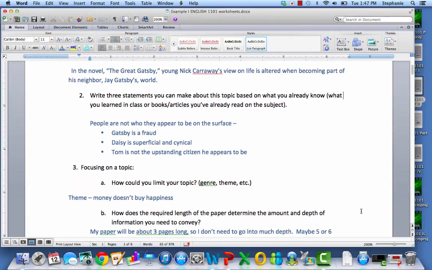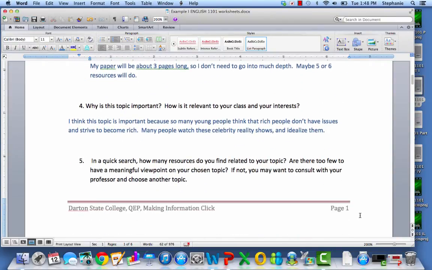Our second question, or helpful hint, is writing down 3 statements that you can make about this topic based upon what you already know. That could be what you learned in class, or if you've already done a little bit of pre-research, you can see different kinds of topics that are already out there that could be useful to you. This also refers down to number 5.